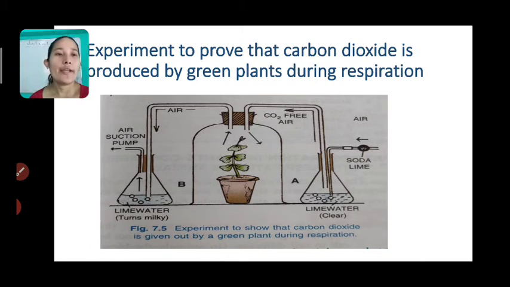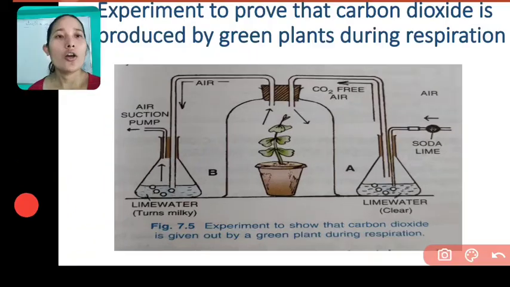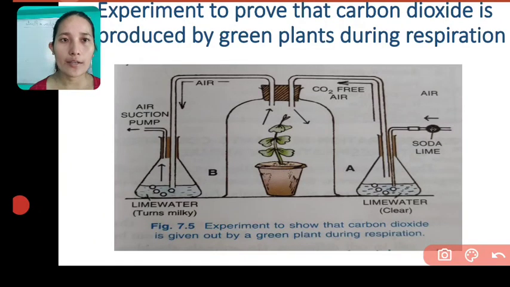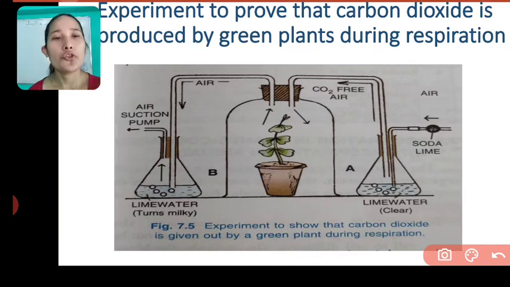Now the delivery tube carrying the air from outside is connected to flask A. It has lime water, so the lime water would remain clear, because soda lime has already absorbed the carbon dioxide. Now that delivery tube is connected to your bell jar, inside which you have a green plant. The green plant would undergo respiration, it would produce carbon dioxide, right? So there is another delivery tube coming out of the bell jar, and it is connected to another flask B, which also has lime water.